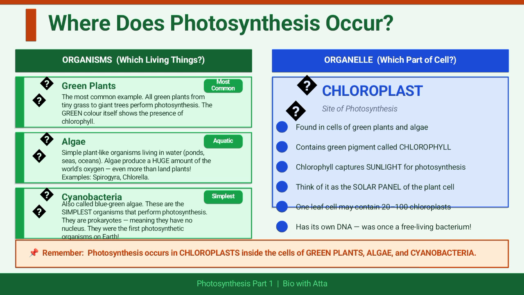Now, inside the cell, which organelle does this work? The answer is the chloroplast. The chloroplast is a special organelle found in the cells of green plants and algae. It is the site of photosynthesis. Think of the chloroplast as the solar panel of the plant cell. It captures sunlight and converts it into energy. And chloroplasts are green because they contain a special pigment called chlorophyll, which absorbs light energy for photosynthesis.